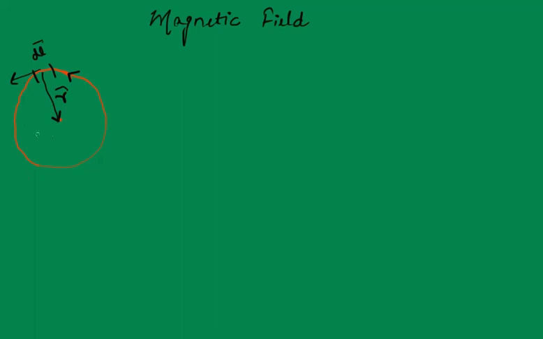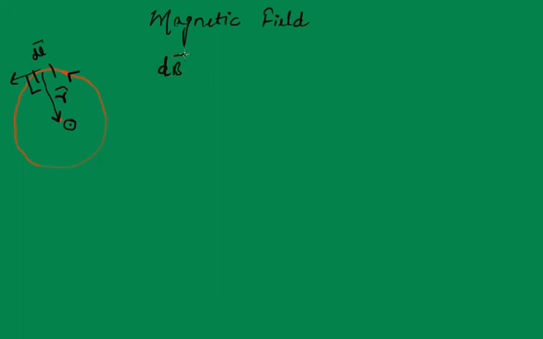So what will be the magnetic field direction? If you again apply the cross product, this angle is 90 degrees. If you apply the cross product, the magnetic field at the center would be towards us, right? It will be pointing towards us, if you do the cross product. So let's apply the same principle. Because of this element dl, what will be the magnetic field?